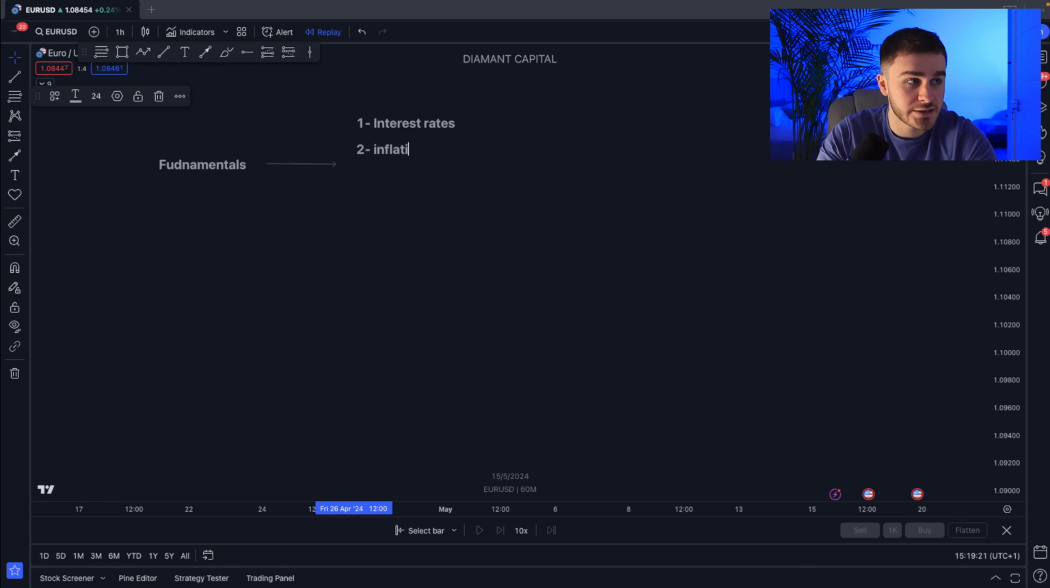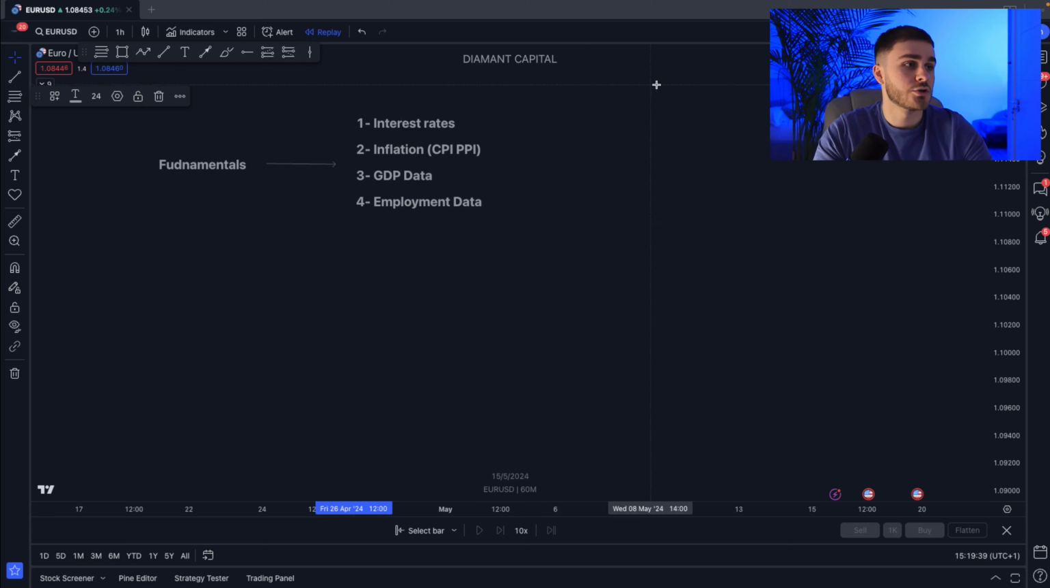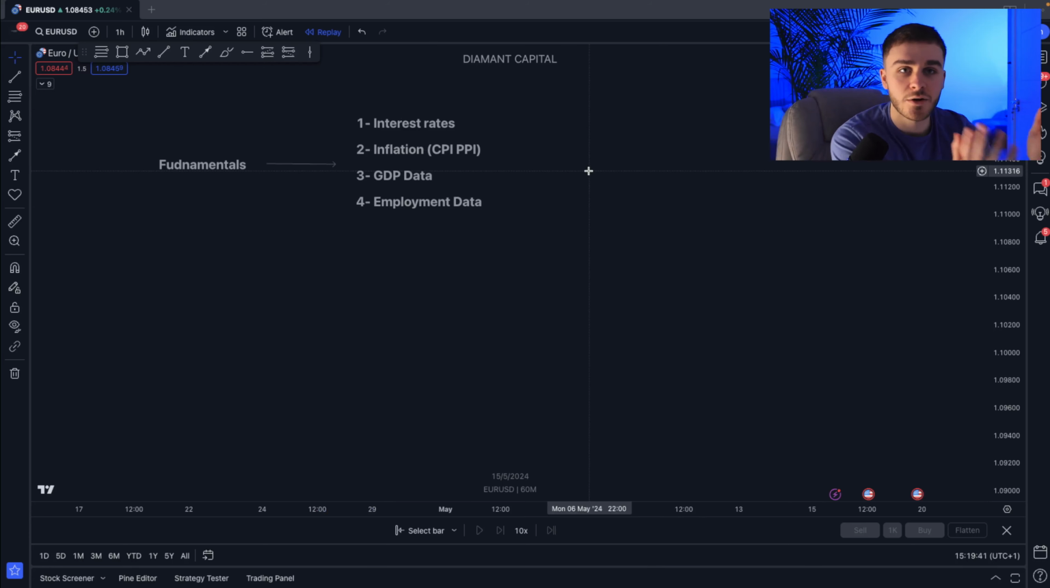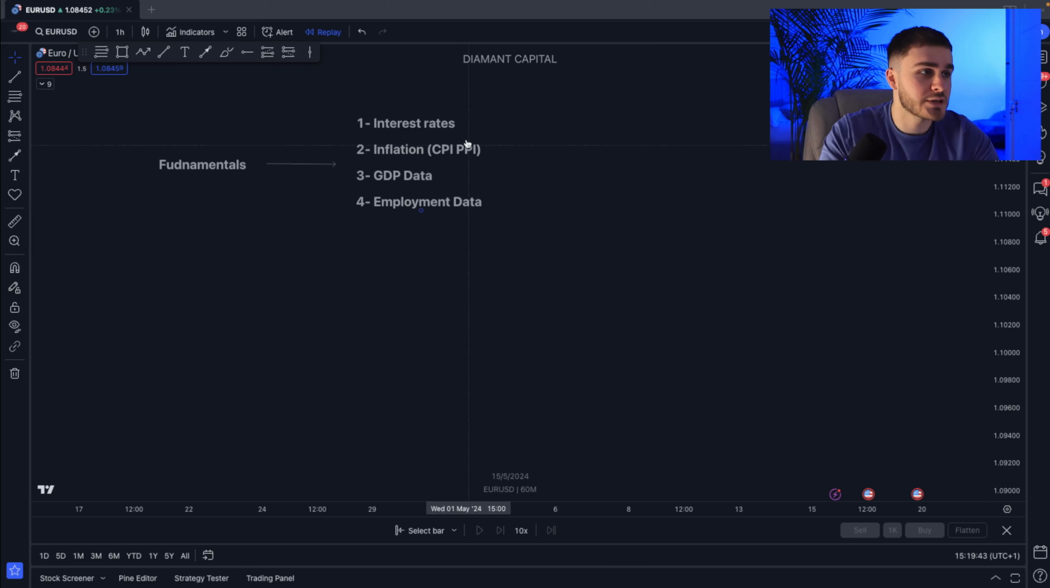Secondly, inflation data. So this will come down to, for example, CPI, PPI, and then a few others as well, but these are the main ones. And then you've got GDP data, and then under that as well, I would say you've got employment data too. So these aren't in any particular order. Obviously, these things can change from time to time.